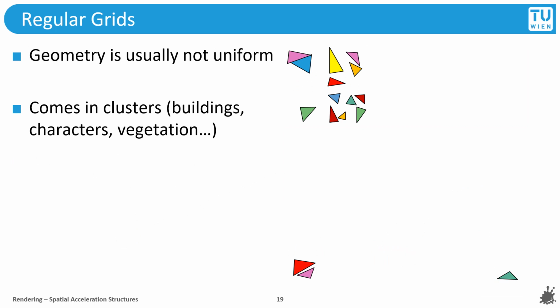Unfortunately, geometry is usually not as uniformly distributed as we saw in the previous example. It usually comes in clusters like buildings, character models, or vegetation, and there are usually large empty spaces where almost no geometry is present.